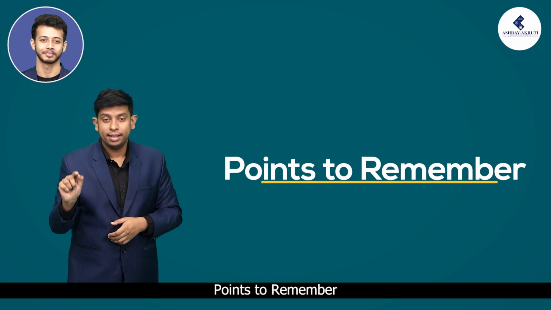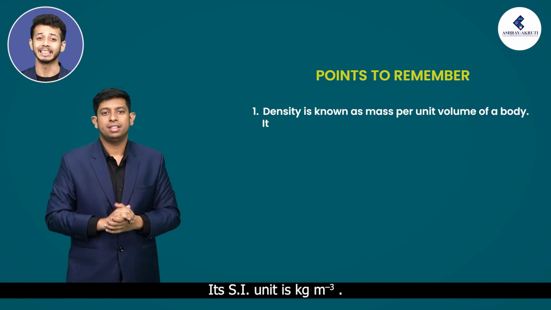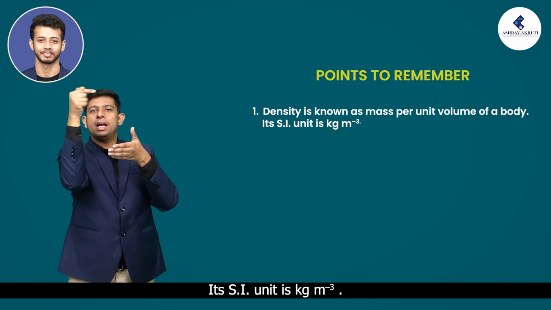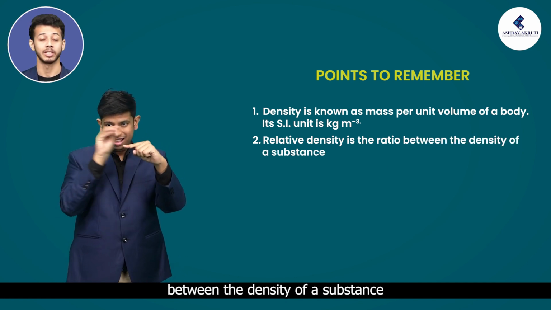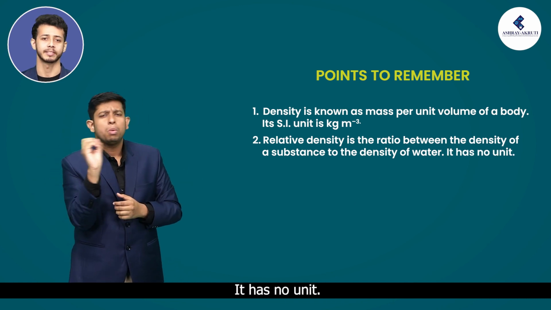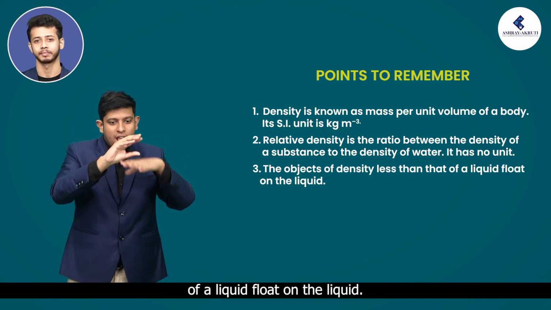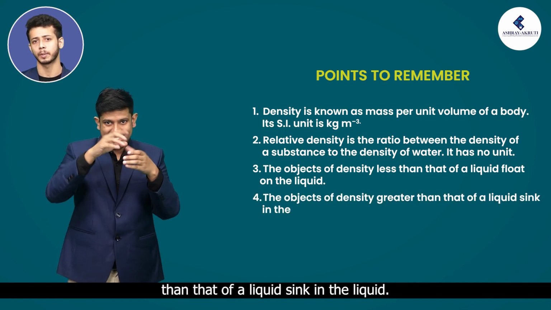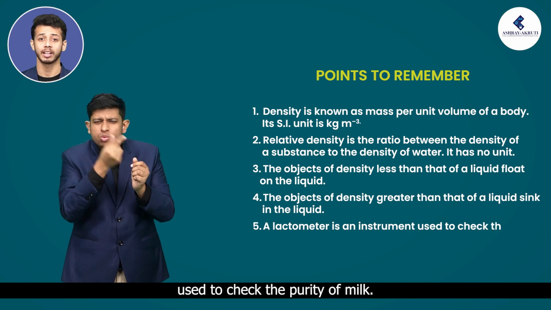Points to remember. Density is known as mass per unit volume of a body. Its SI unit is kg meter to the power of minus 3. Relative density is the ratio between the density of a substance to the density of water. It has no unit. The objects of density less than that of a liquid float on the liquid. The objects of density greater than that of a liquid sink in the liquid. A lactometer is an instrument used to check the purity of milk.